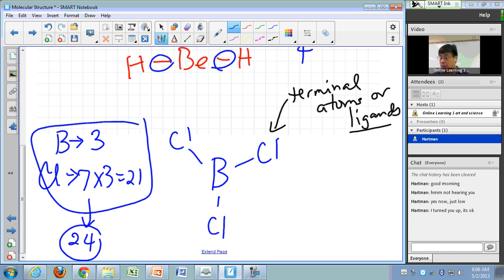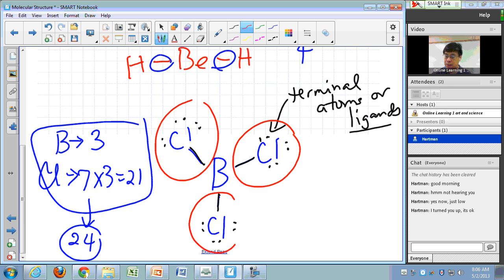So this chlorine needs an octet, so it's already got 2, 4, 6, 8. So you draw 3 lone pairs around it. This chlorine has 1 bonding pair, so 2, 4, 6, 8. All right, and this chlorine has 1 bonding pair, so that takes care of 2, 4, 6, 8. Now this completes the structure because now you can see you've got an octet here, that's 8 plus 8 plus 8, that takes care of 24. And you can see boron is only surrounded here by 2, 4, 6 electrons.